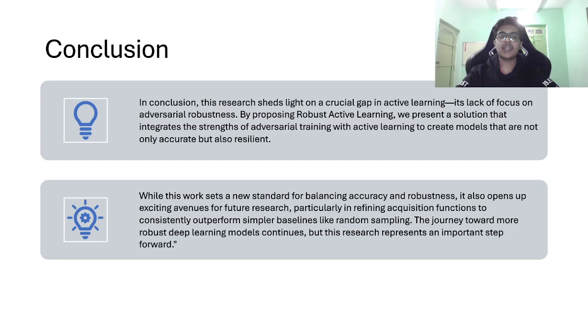While this work sets a new standard for balancing accuracy and robustness, it also opens up exciting avenues for further research, particularly in refining acquisition functions to consistently outperform similar and even simpler baselines like random sampling. The journey towards more robust deep learning models continues, but this research represents an important step forward.